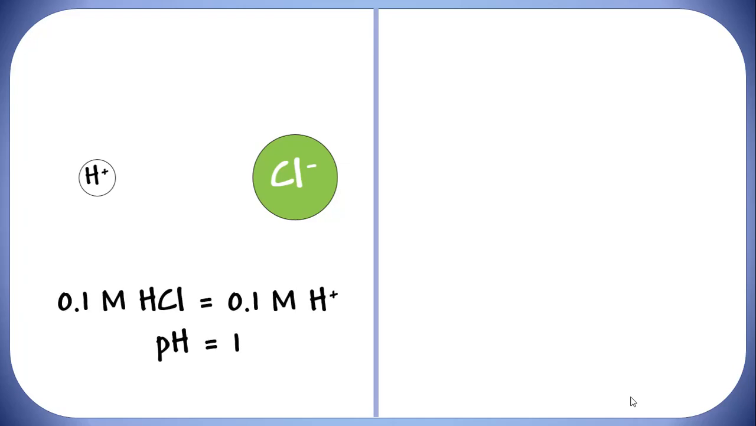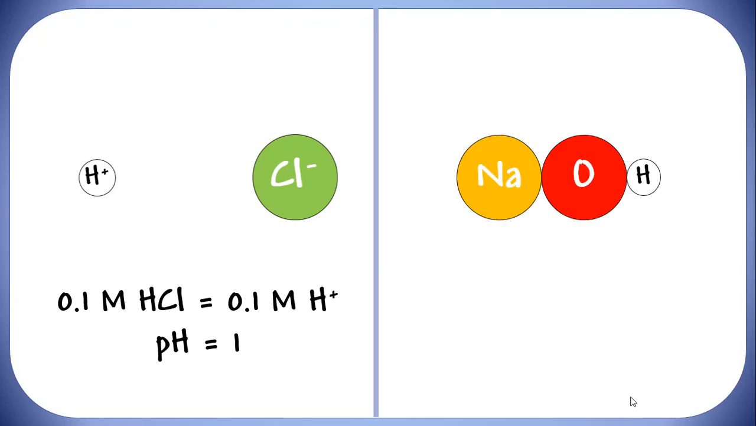In a 0.1 molar solution of HCl, there are 0.1 molar hydrogen ions. Saying 0.1 is the same as saying 10 to the negative 1. So we know that 0.1 molar HCl has a pH of 1.